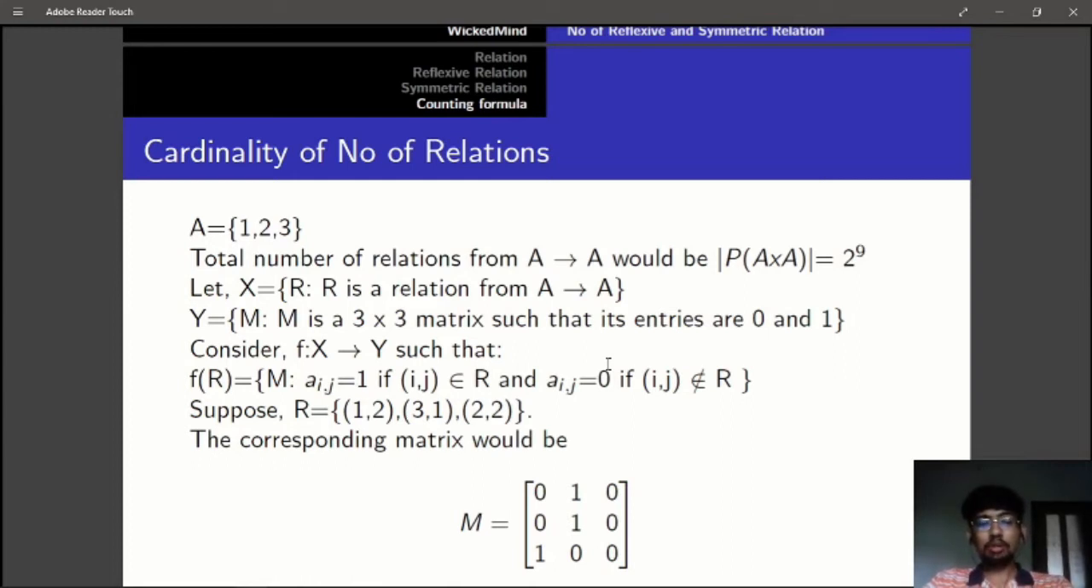Next, 3 comma 1 is there, third row first column, yes. So this will be the corresponding matrix: 0 1 0, 0 1 0, 1 0 0. Done.